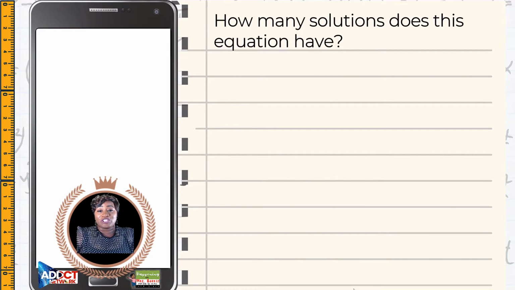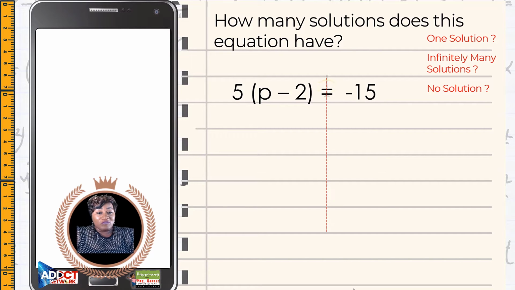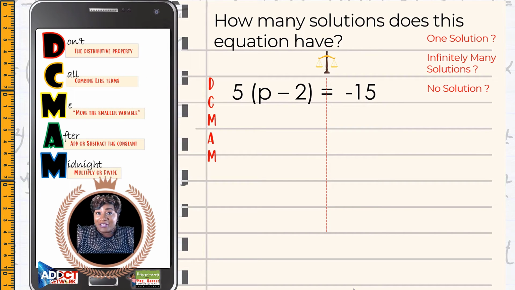How many solutions does this equation have? One solution, infinitely many solutions, or no solution? Here's our problem. 5 times the difference of p minus 2 equals negative 15. The first thing we're going to do is draw a line down the equal sign to balance the equation. Then we will use the steps DCMAM to help guide us in our problem solving.